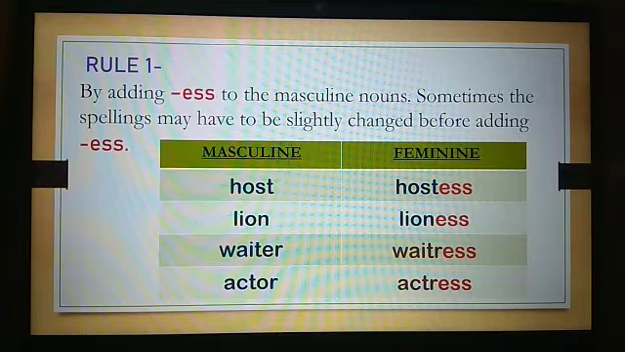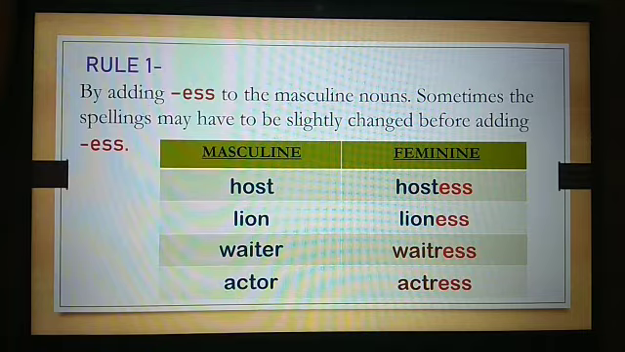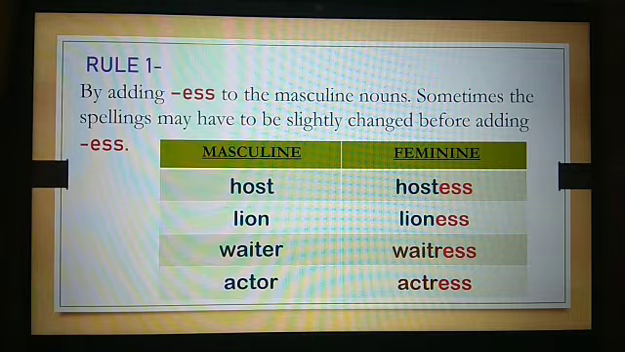Rule 1. By adding the suffix ess to the masculine nouns. Sometimes the spellings may have to be slightly changed before adding ess. Now we can see in the examples, we have two columns, masculine and feminine genders. In the first column, masculine, host. Now, in order to make it a feminine gender, we will add the syllable ess. Host, hostess. You can see in red, I have added ess.